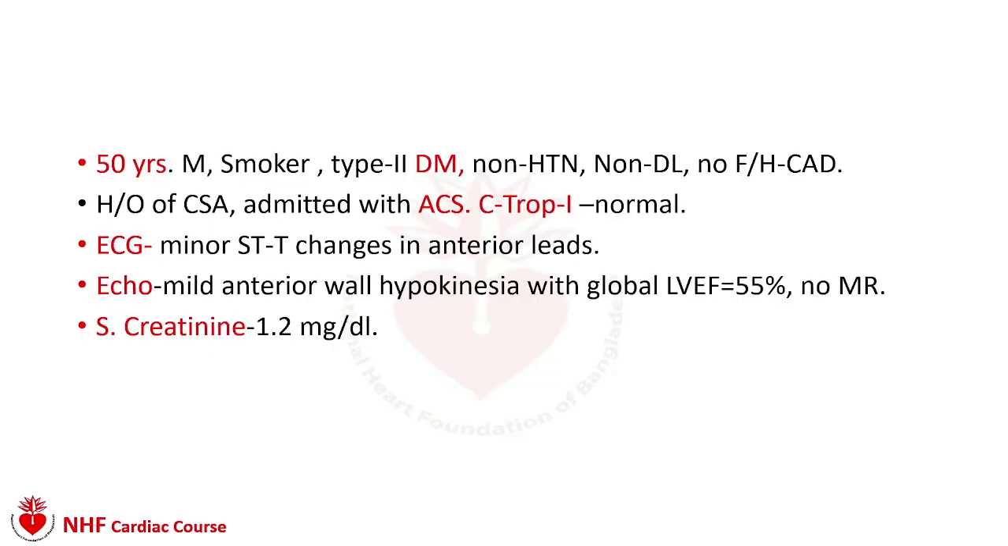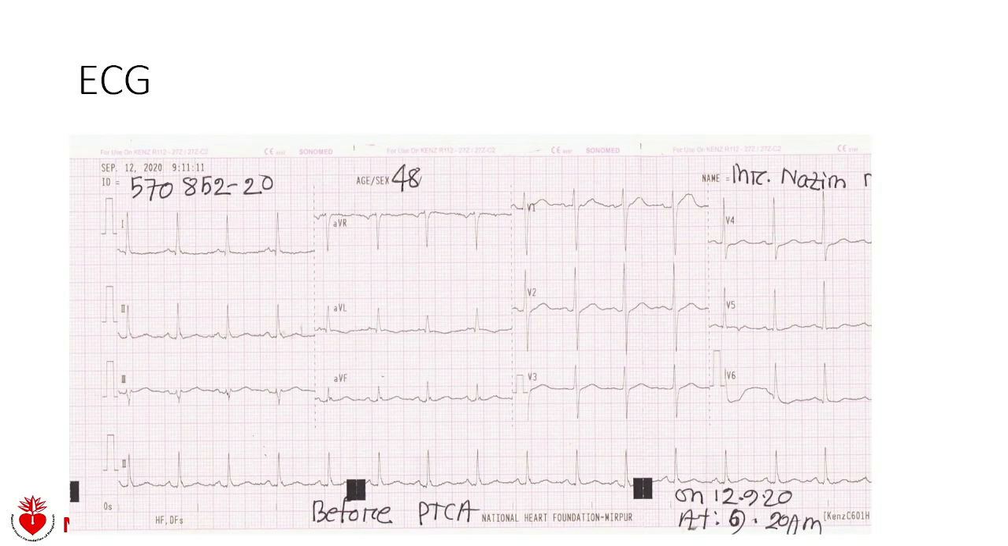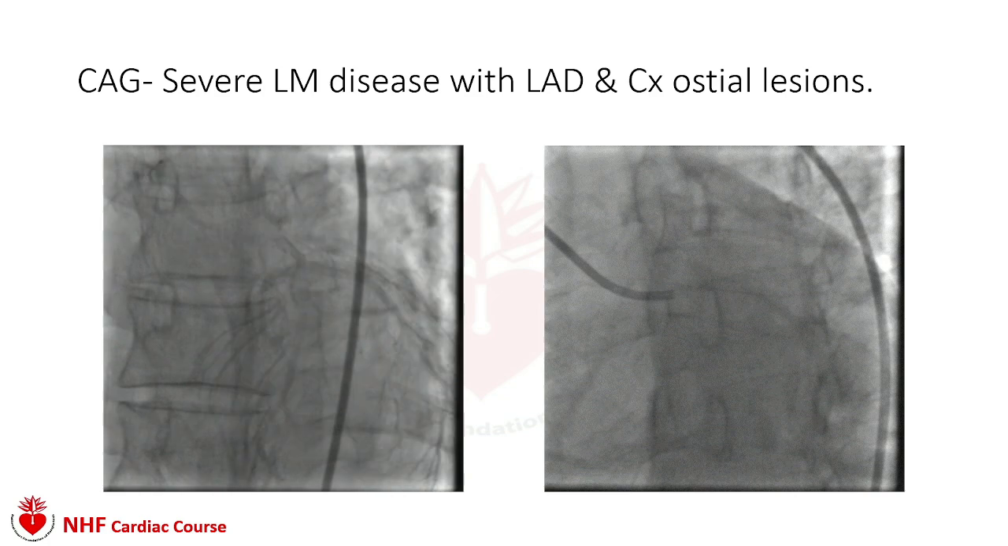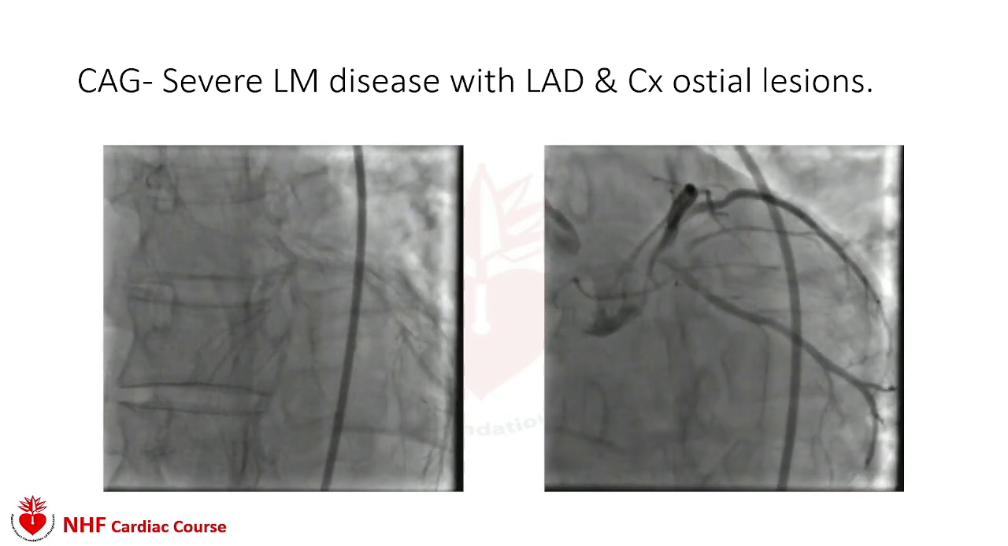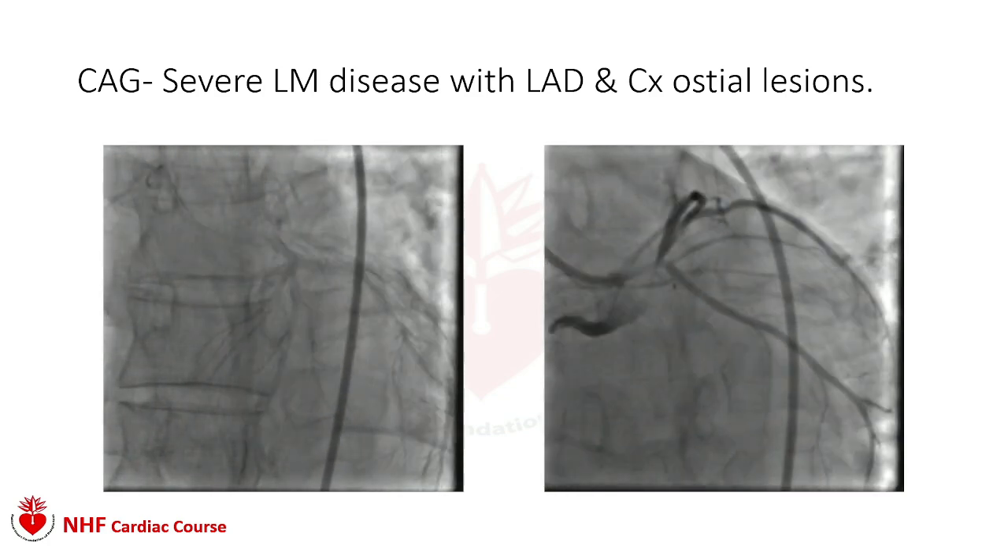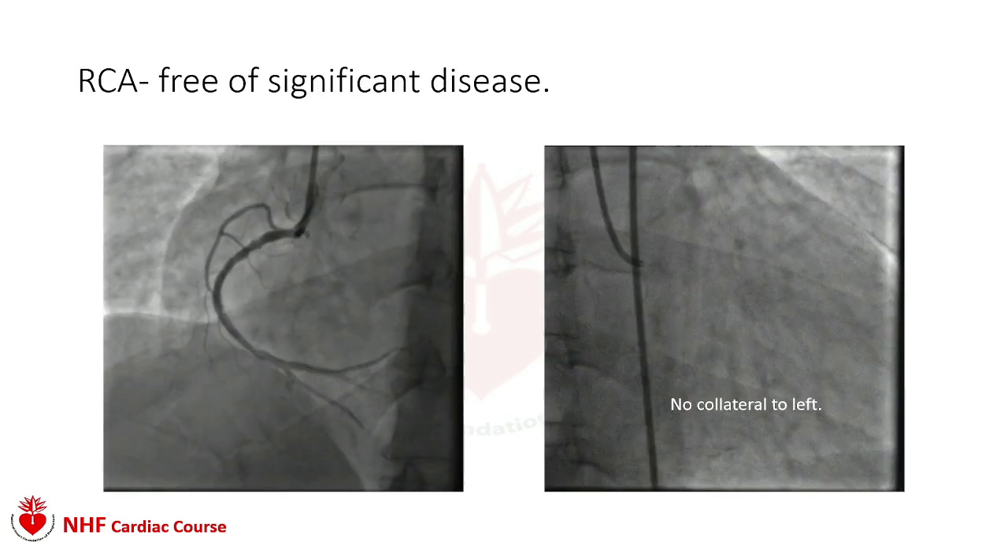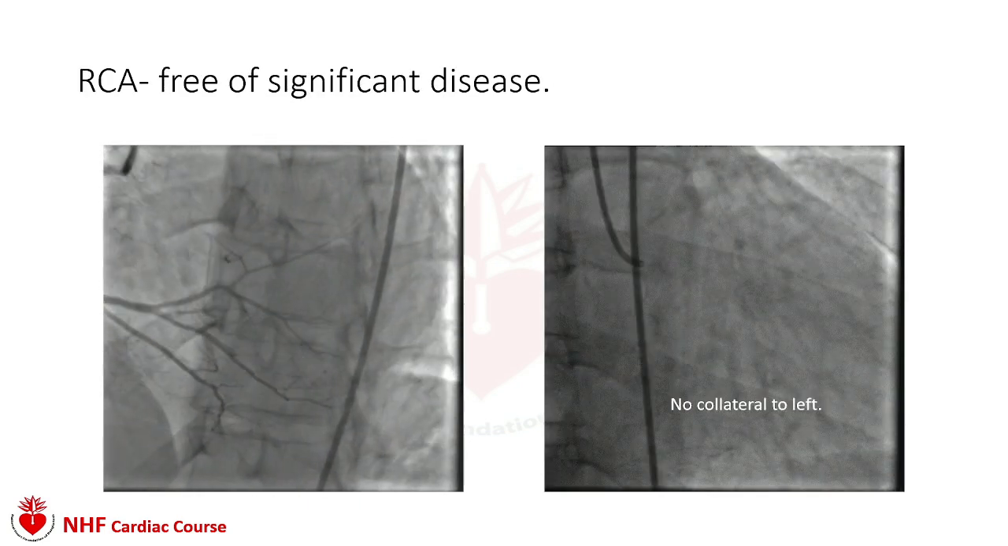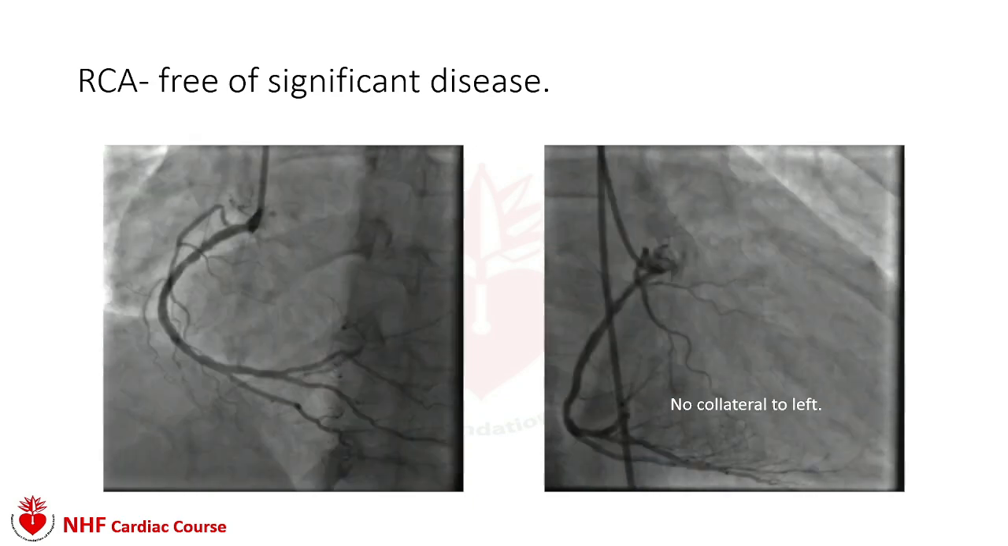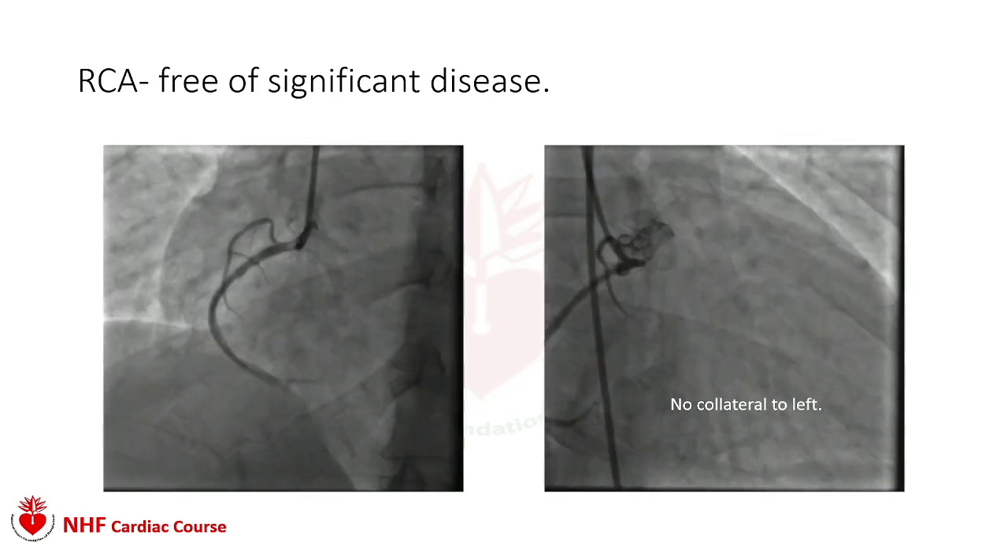With this, I would like to present the case of a 55-year-old who presented with ACS during the COVID period. There was mild hypokinesia of the anterior wall. This is the ECG. There was some ST-T change. And this is the angiographic report. Severe left main disease, LAD and LCX ostium also diseased, so Medina 1,1,1. RCA was codominant, no collateral to the left.